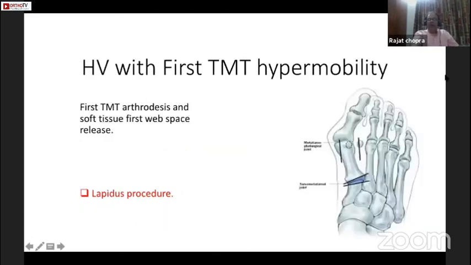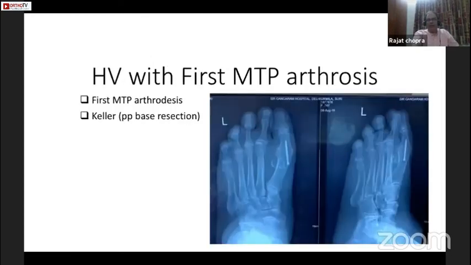Now, if you have got hypermobility at the TMT joint, then definitely you have to work on the TMT joint, and the best procedure would be to do a Lapidus procedure, a fusion here. If you do a fusion here, you will be able to correct the intermetatarsal angle and achieve a very nice correction. And if it is an arthritic joint, then you do an arthrodesis. Yes, Keller's procedure is also there, where you resect the proximal third of the proximal phalanx, but that should be condemned. It's not a good procedure. Patients do not like it, and they get a cock-up deformity after that. But in some situations, you may have to do it.